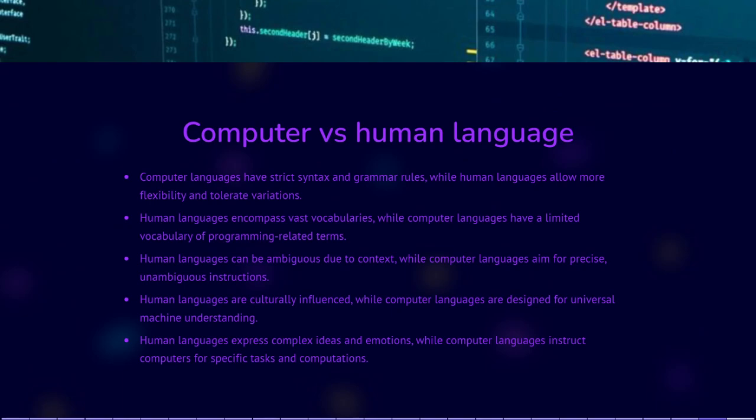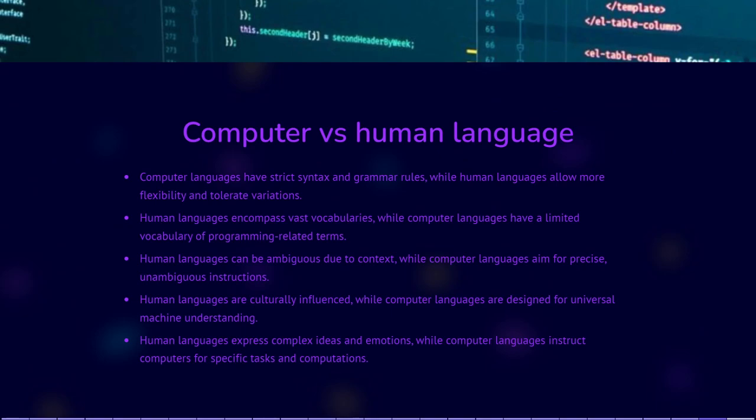Comparing the difficulty of computer languages to human language is a subjective matter and can depend on various factors. Here are a few considerations to help understand the differences. Computer languages have strict syntax and grammar rules that must be followed precisely. Missing a single character or using incorrect punctuation can lead to errors. Human languages, on the other hand, have more flexibility and can tolerate variations in grammar and syntax.